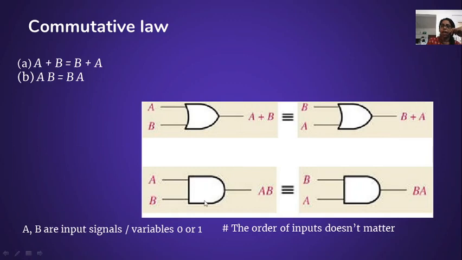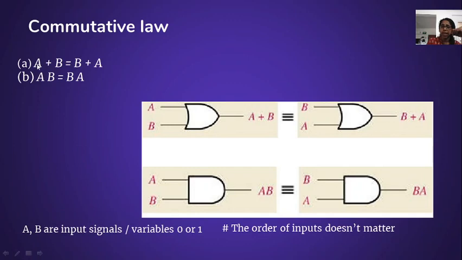Similarly, for the AND operation, instead of OR you are now using an AND gate: A and B is equal to B and A. So what is this commutative law telling us? That the order of inputs doesn't matter. You can put A here or B here, but the order is not important. Clear?